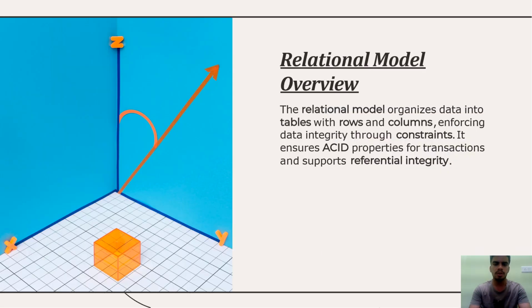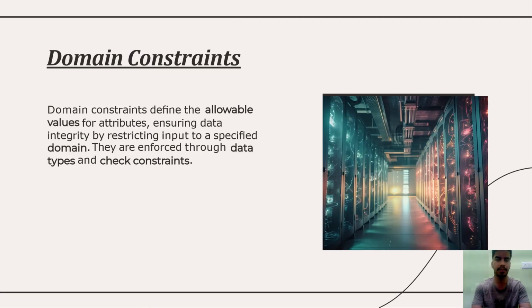Relational model overview. The relational model organizes data into tables with rows and columns, enforcing data integrity through constraints. It ensures ACID properties for transactions and supports referential integrity.